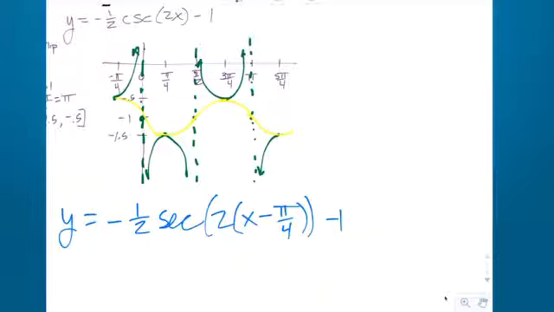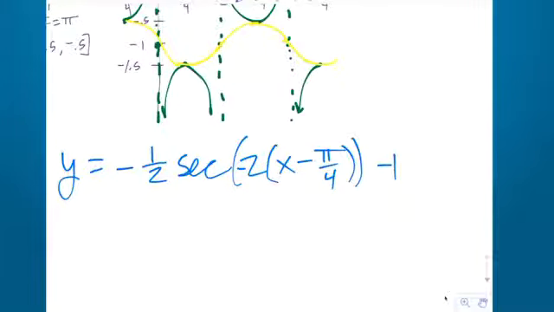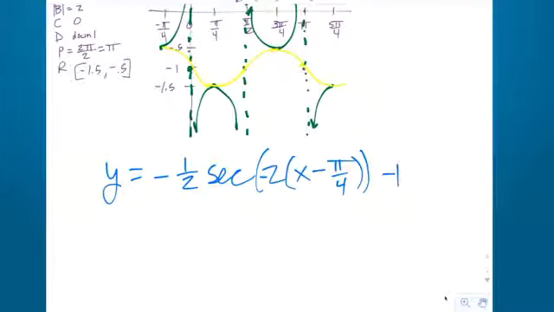Now, because secant is an even function, would it be any different if I happen to throw a negative in front of the 2? No, that's the exact same graph. Because secant is an even function, this 2 could be positive or negative, and it would not affect the graph at all.